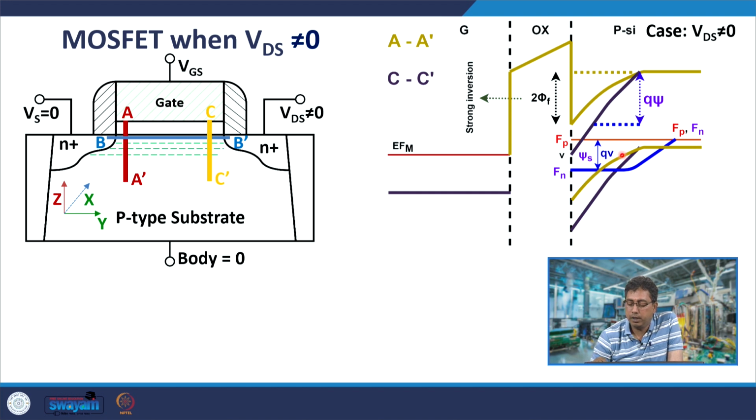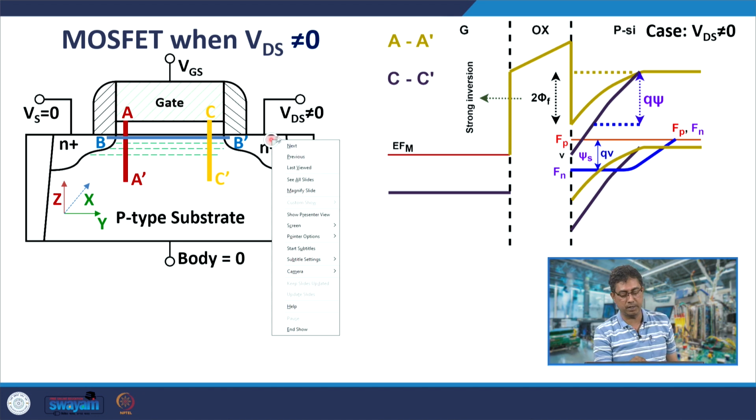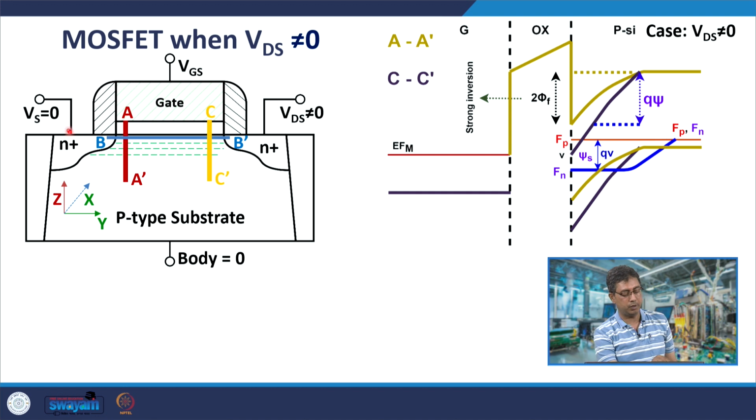Let us look at this orange band diagram. This is the conduction band and this is the valence band. These are the quasi-Fermi levels. Now, you are looking at a region of the channel which is very close to the source. If you apply a non-zero positive VDS at the drain, at the source there is 0 volts applied.